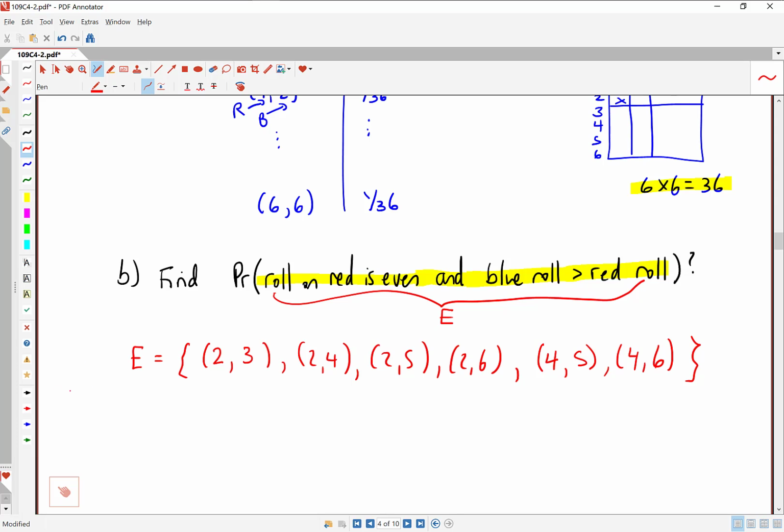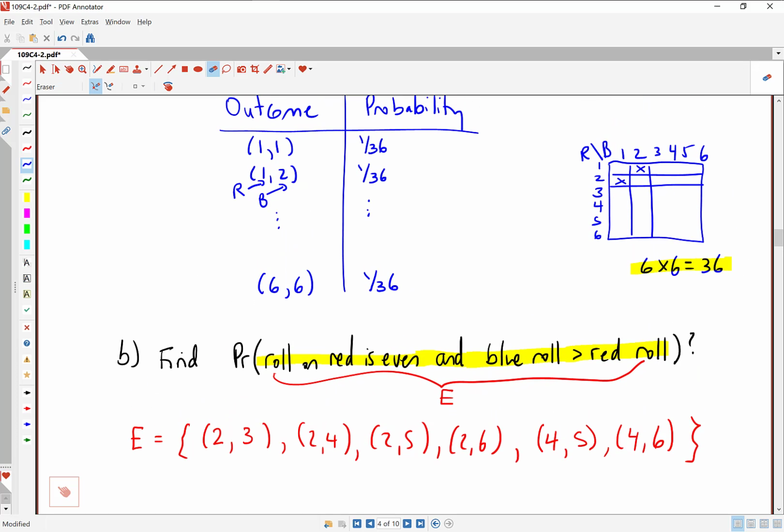We've made sure that the first number, which is the roll on red, is even. So if you look all the way across here, yep, we've only captured even numbers on red. And we've made sure that on the blue roll, which we're writing second, the blue roll is bigger than the red number. So we made sure that's true all the way across. Okay, so that's a complete description of our event E. And what we're trying to get at is the probability of this event E. So let's look back at our probability distribution.